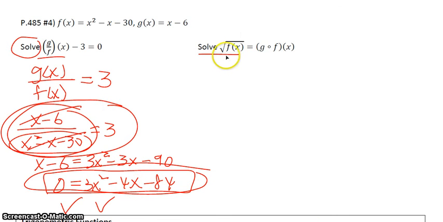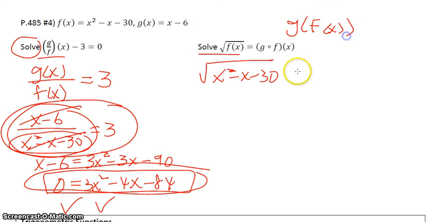Here, radical. So if I plug everything in, I have the following, all right? And what does that mean? It means g of f of x. Put f of x into g of x. So f of x is this. And then into g of x is this minus 6.